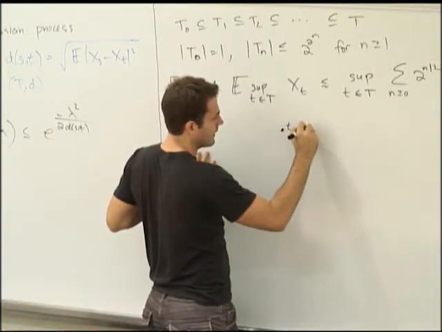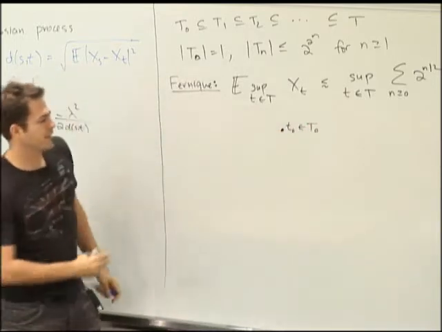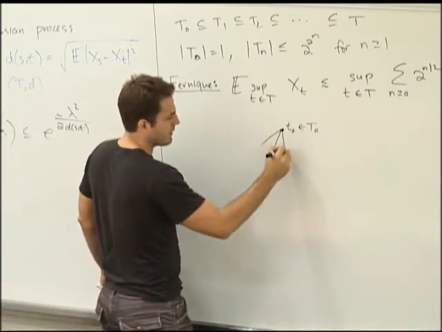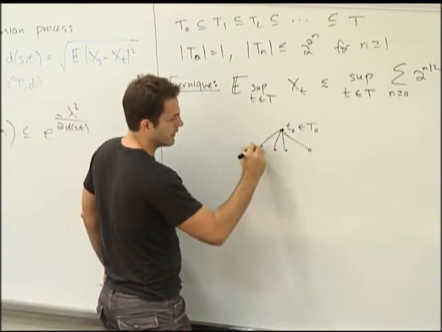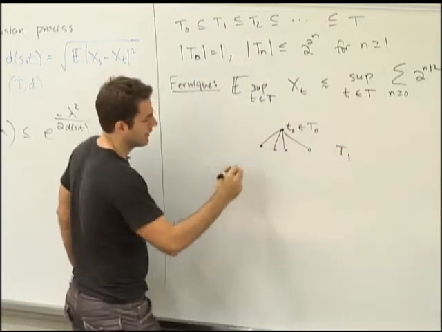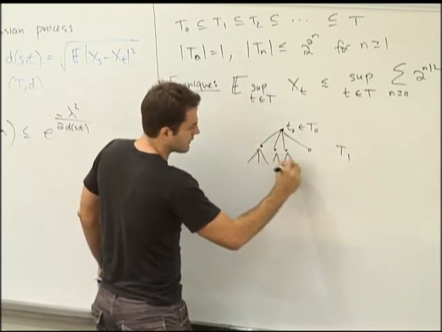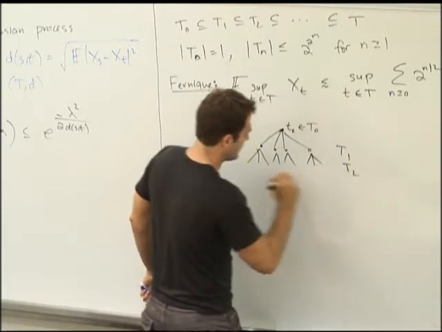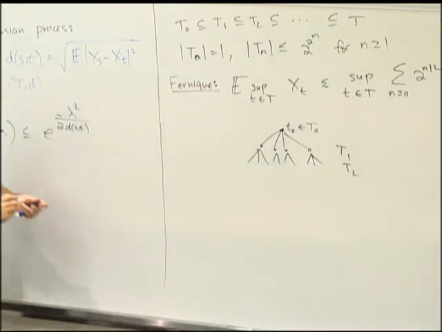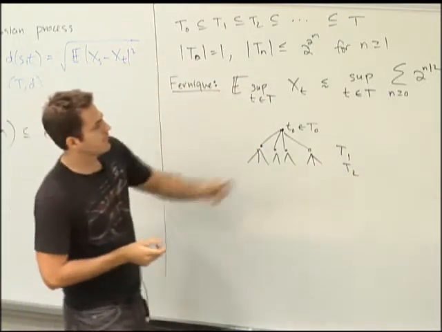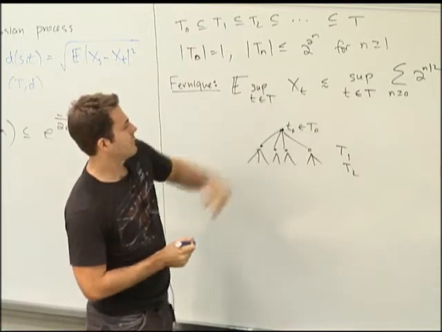So let's say that little t0 is the one point in big T0. And then you can think about constructing a tree where at the next level of the tree we have T1. And then at the next level of the tree we have all the points of T2 and so on. And then how would you prove this theorem?